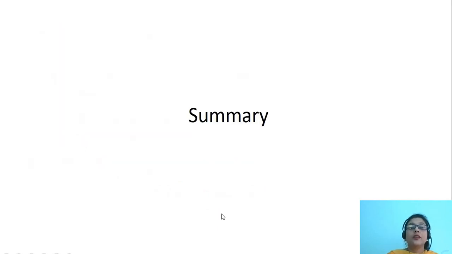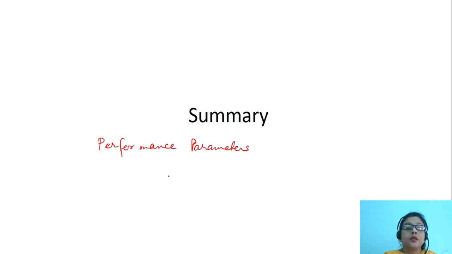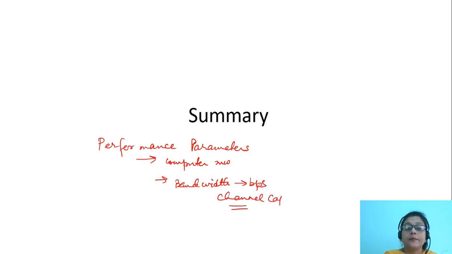So here we come to the end of this lesson. In this lesson, we have learned about the performance parameters which are used to measure the performance of a computer network. Among these, the most important ones are the bandwidth of the system, which basically gives us how many bits will be transmitted per second through the channel, and this channel capacity is dependent on the bandwidth as well as the signal to noise ratio.